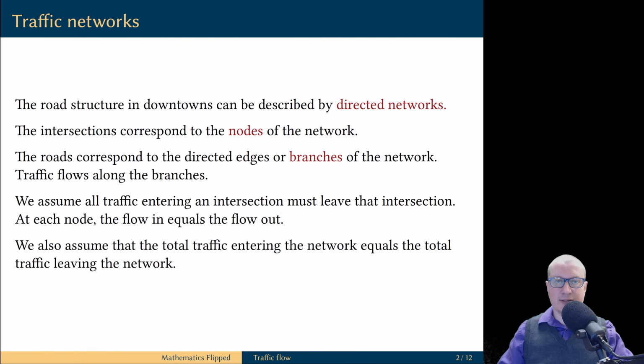the specified directions. We usually assume that all traffic that enters the intersection must leave the intersection. In other words, there is no black hole in that intersection. And this means that at each node of the network, the flow in equals the flow out. We also assume that the network is balanced in the sense that the total traffic that enters the network is equal to the total traffic that leaves the network.